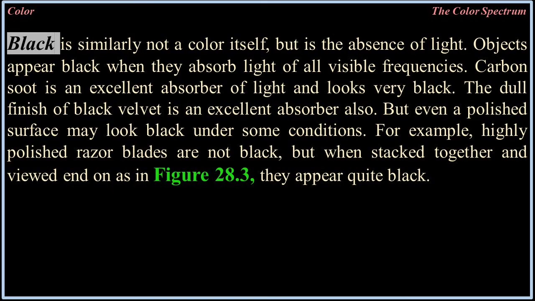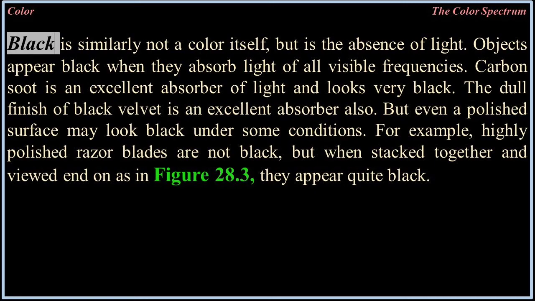Black is similarly not a color itself, but is the absence of light. Objects appear black when they absorb light of all visible frequencies. Carbon soot is an excellent absorber of light and looks very black. The dull finish of black velvet is an excellent absorber also. But even a polished surface may look black under some conditions.